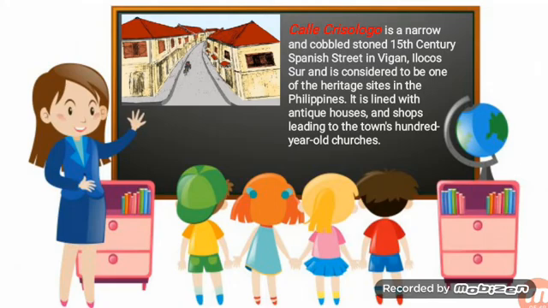Calle Crisologo is a narrow and cobblestone 16th century Spanish street in Vigan, Ilocos Sur, and is considered to be one of the heritage sites in the Philippines. It is lined with antique houses and shops leading to the town's 100-year-old churches.